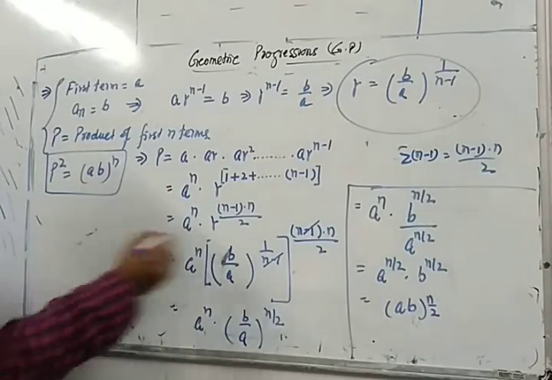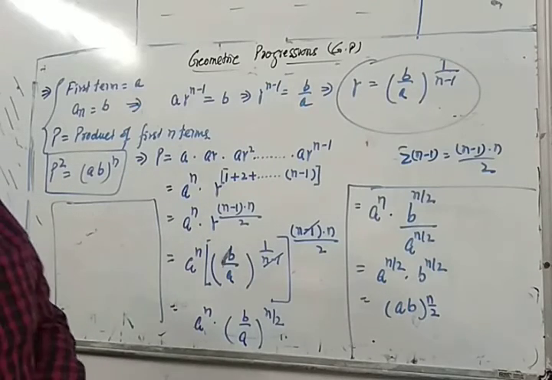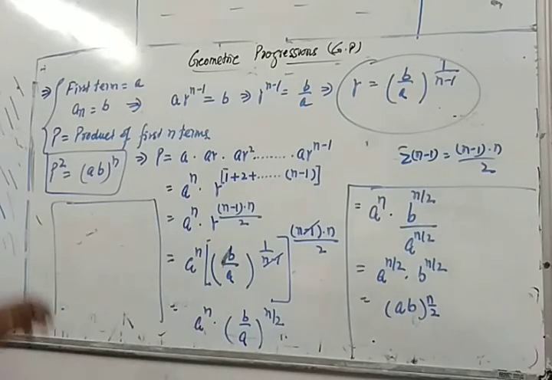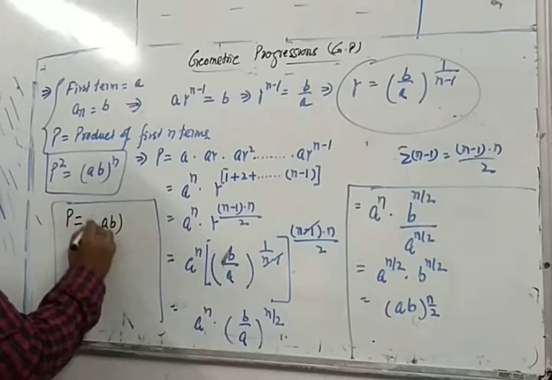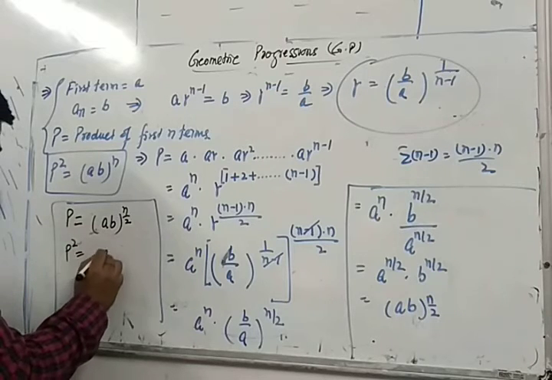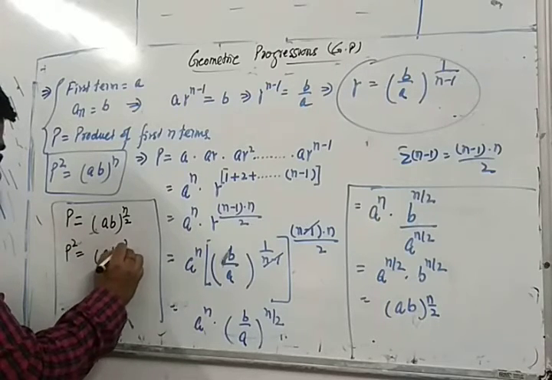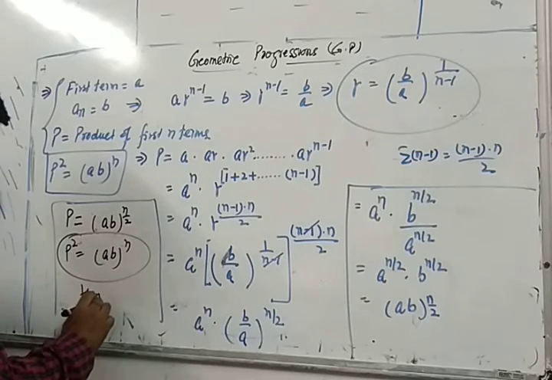Now please see here this portion. The value of P is (ab) to the power n/2. Squaring both sides, P squared is equal to (ab) to the power n, and that is what was required. And it's proved.